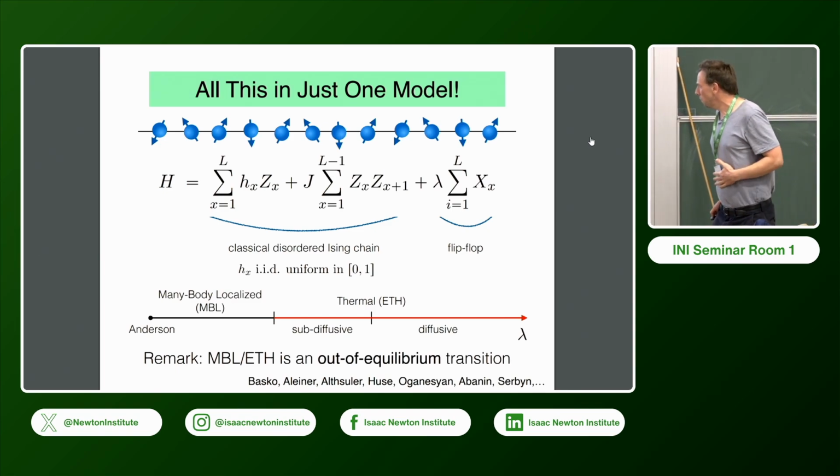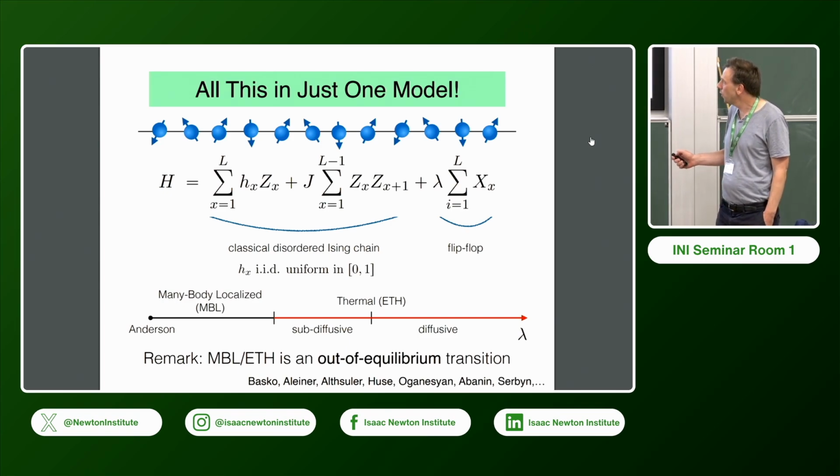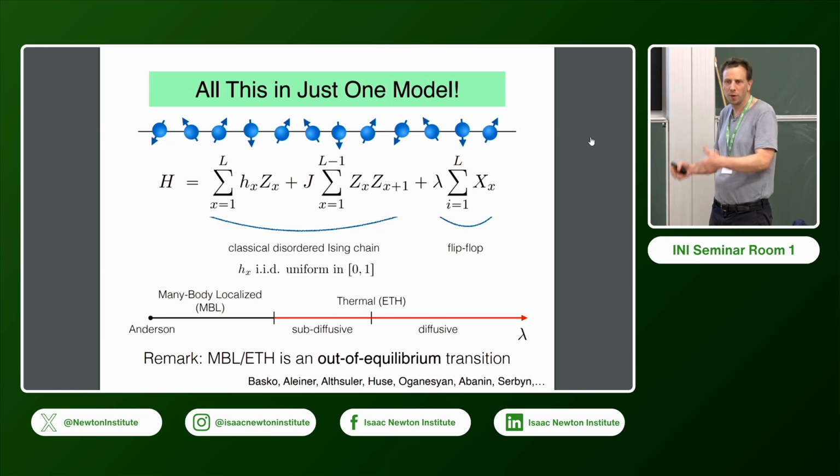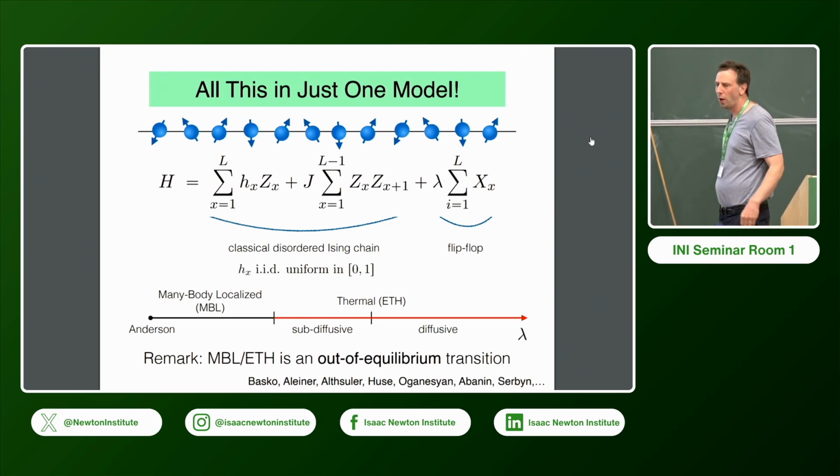And it's important for me that there is a random magnetic field on each site, because the randomness will play a crucial role. Without randomness, the physics would be completely different. And here is the phase diagram that people expect, and I will spend a few slides trying to explain what those words mean.